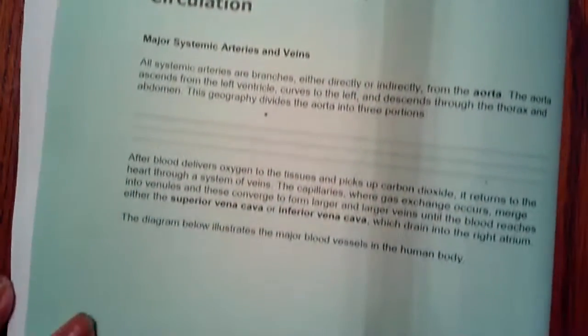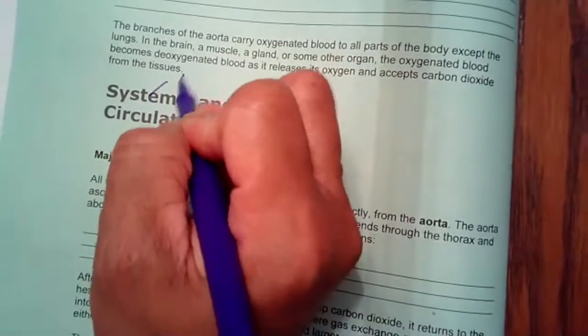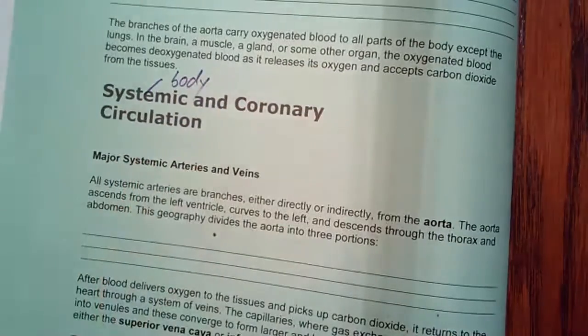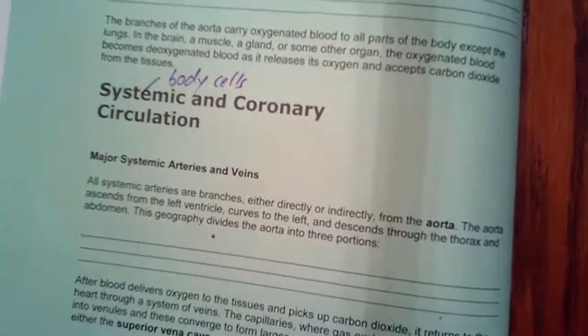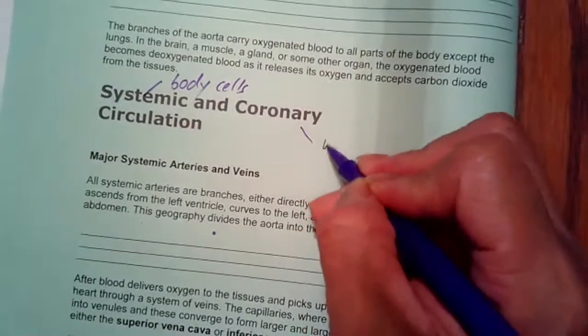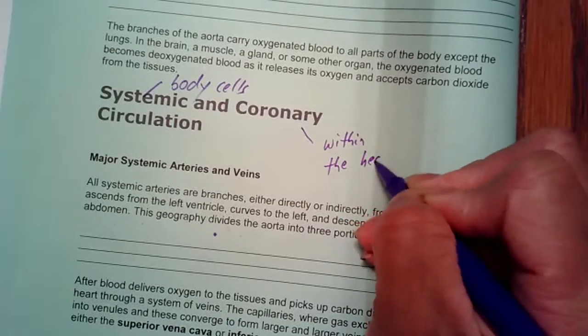Okay, the systemic arteries and veins. Again, looking at the systemic circulation, it is between the heart and the body cells, the rest of the body, whereas the coronary circulation is within the heart itself.